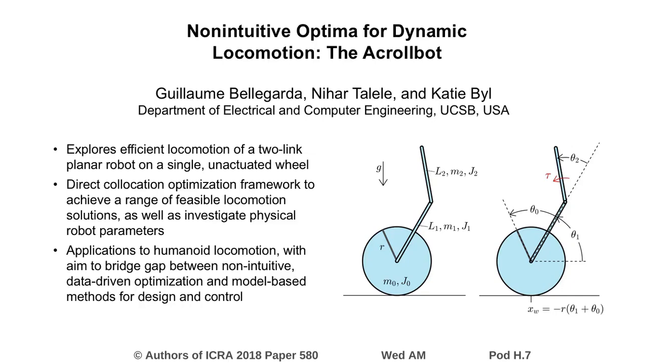The paper titled Nonintuitive Optima for Dynamic Locomotion, the Acrollbot, explores locally optimal, efficient locomotion of a two-link planar robot mounted on a single, unactuated wheel. The underactuated system is particularly interesting as when linearized, it is not controllable, yet can still be stabilized about the upright configuration through simple control methods.